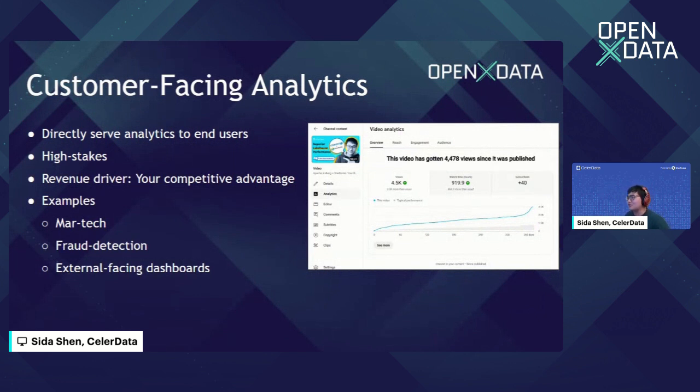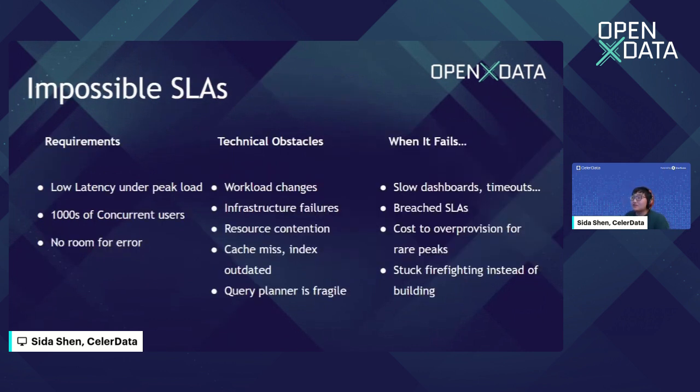On the right is a screenshot of our YouTube Studio page. You can see the real-time number of views, watch time, and subscribers for that particular video. This is customer-facing analytics right there. One characteristic is that it's extremely high stakes. It's typically your revenue driver, so your competitive advantage against your competitors. Some example industries can be martech, fraud detection, and in general, external-facing dashboards that are powered by OLAP-style queries.